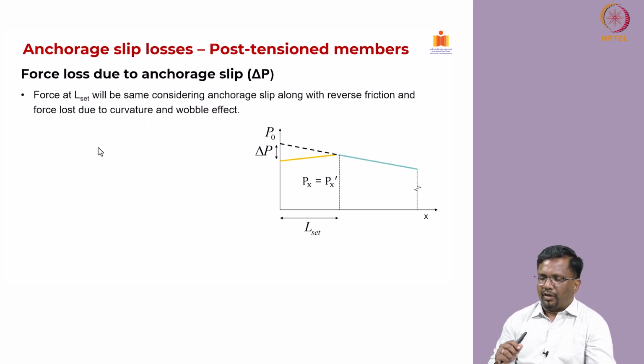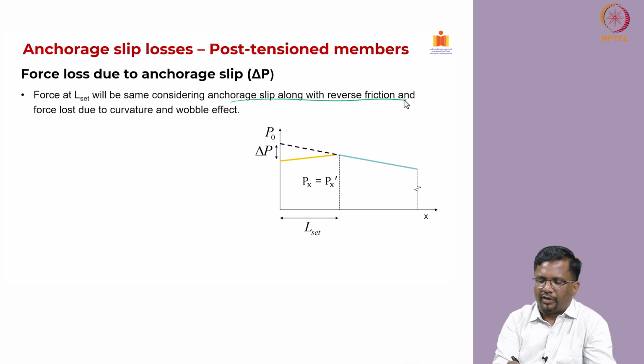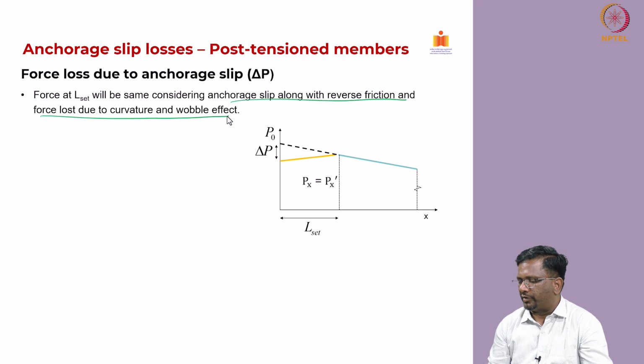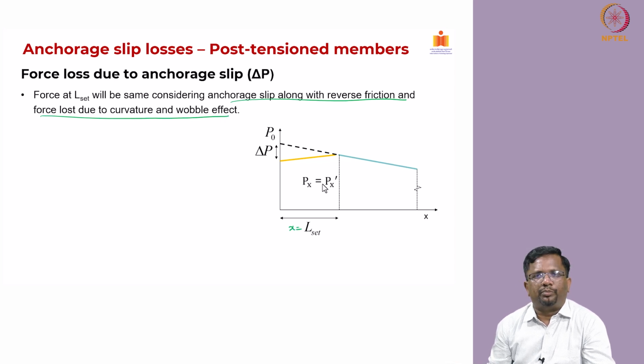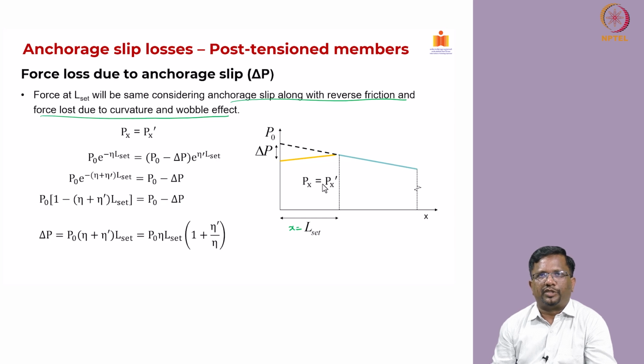Now, you see here, let us say the force at L set will become the same, considering the anchorage slip along with the reverse friction and force loss due to curvature and wobble effect. So, that means at this distance x is equal to L set, Px will become Px prime, right. So, now let us look at how we can use both equations, Px is equal to Px prime. Now, how do we do that?